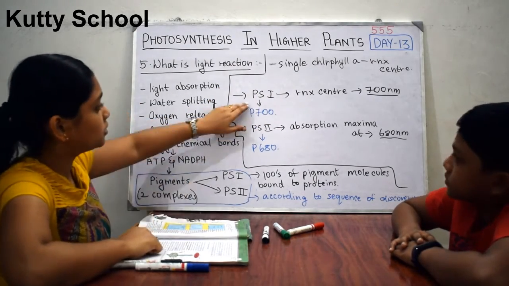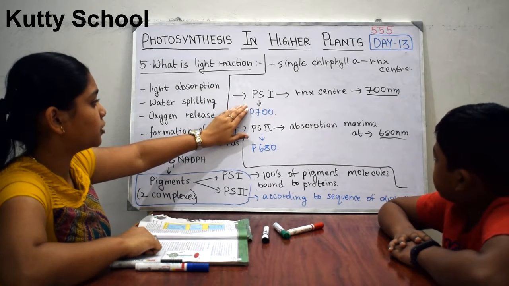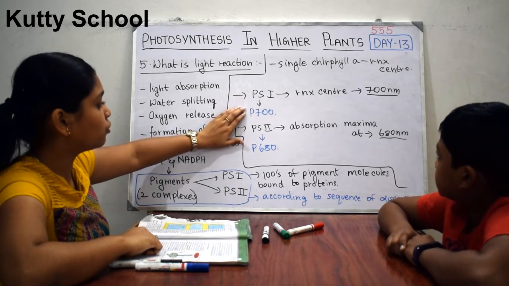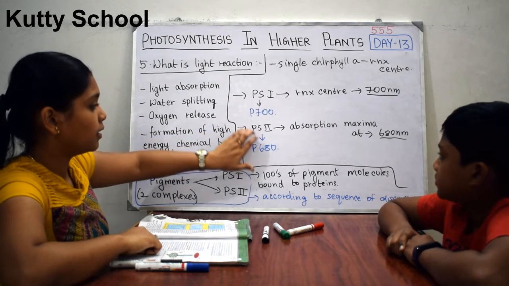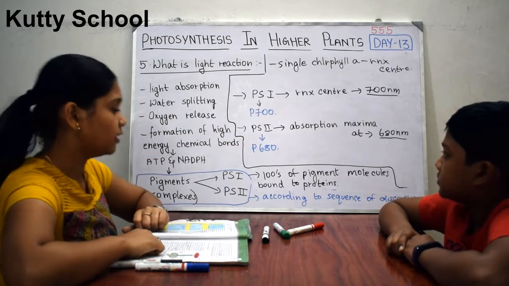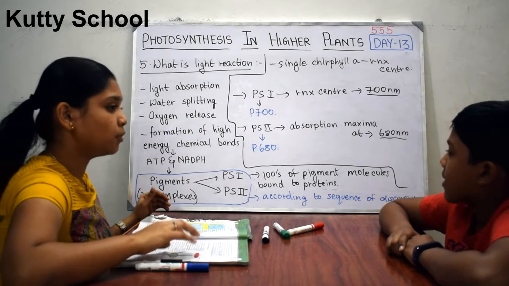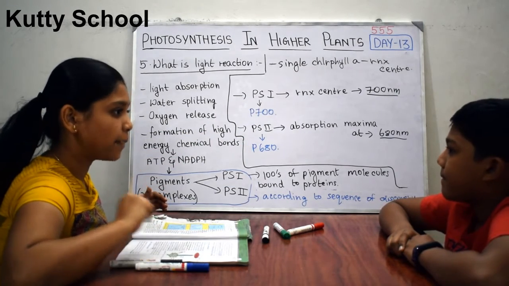Since maximum absorption takes place at 700 nanometers, it is known as P700, and here it is known as P680. So these are general things about the light reaction, what is happening in the light reaction.